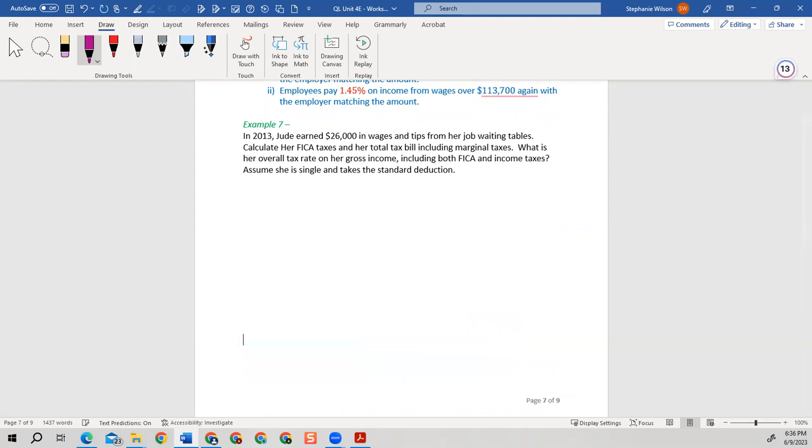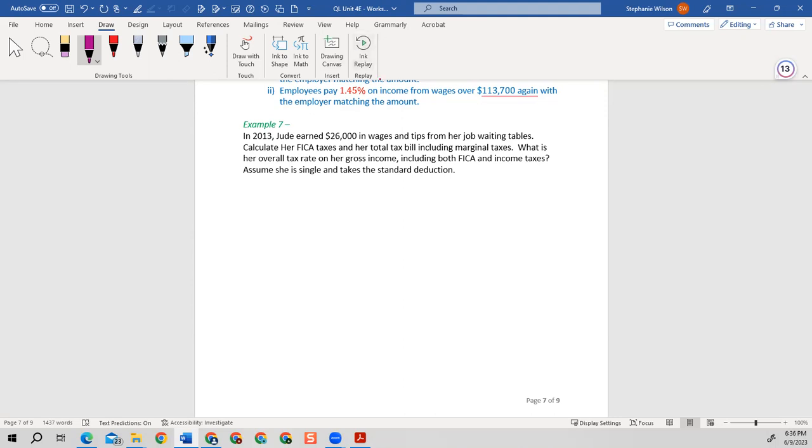Okay, so this next one said, in 2013, Jude earned $26,000 in wages and tips from her job waiting tables. Calculate her FICA taxes and her total tax bill, including marginal taxes. What is her overall tax rate on her gross income, including both FICA and income tax? Assume she is single and takes a standard deduction.